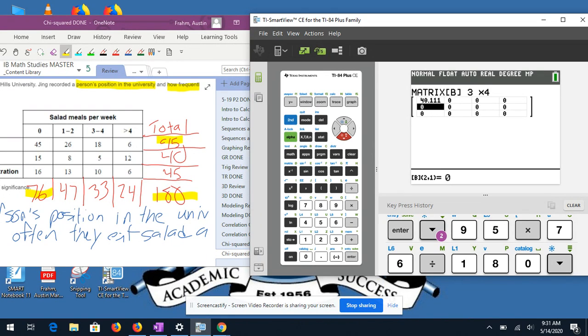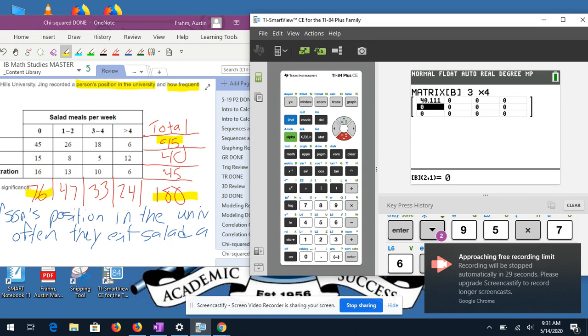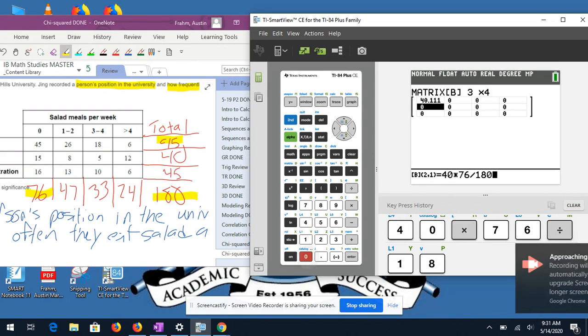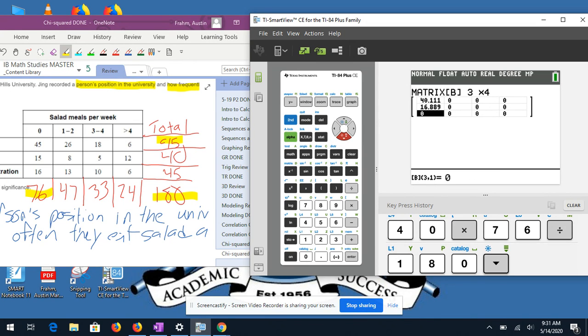All right, so I'm going to run out of time. So in my next video, I'm going to have the table fully completed, but this is what we would do every single time. Let me complete the column. So this next box, I would do 40 times 76 divided by 180. And the bottom left box, I would do 45 times 76 divided by 180. Okay, and that's what we're going to do for the rest of the table.